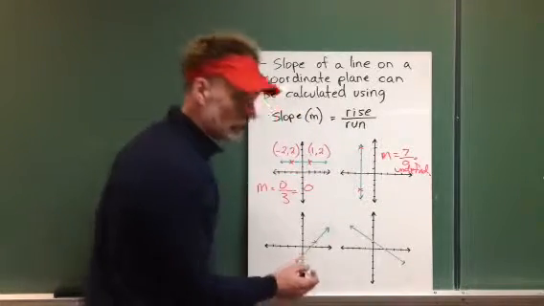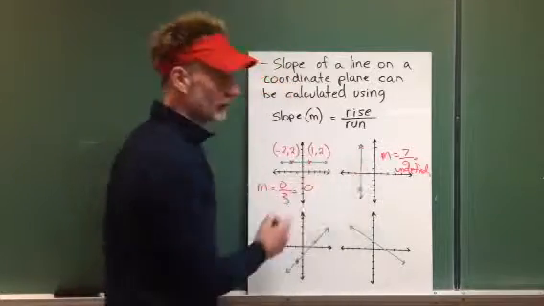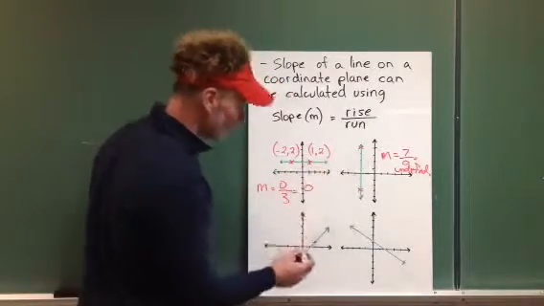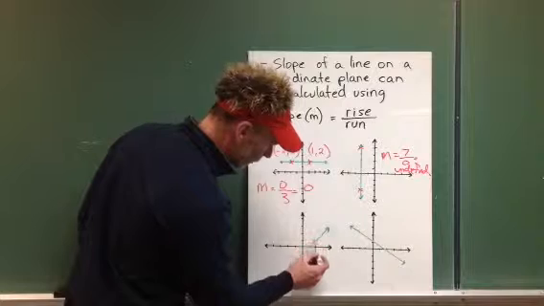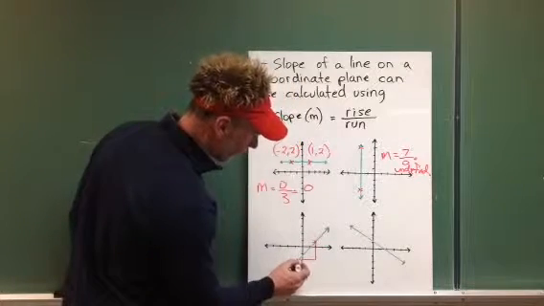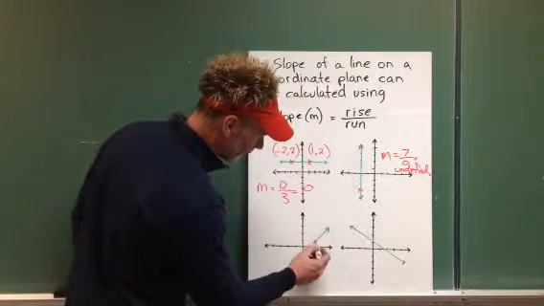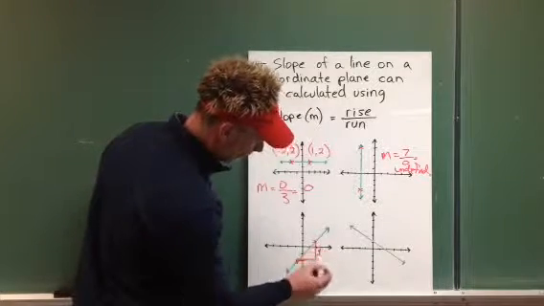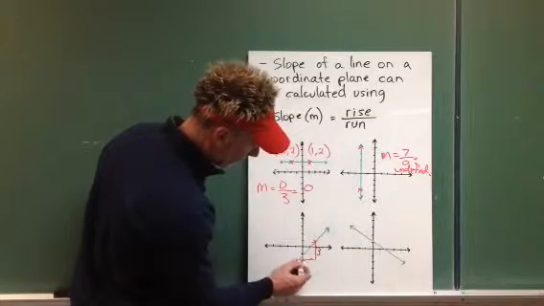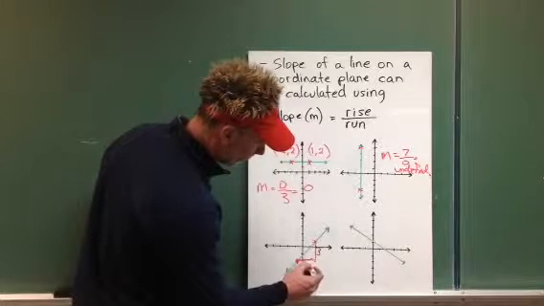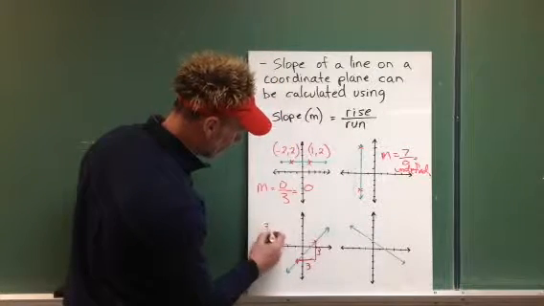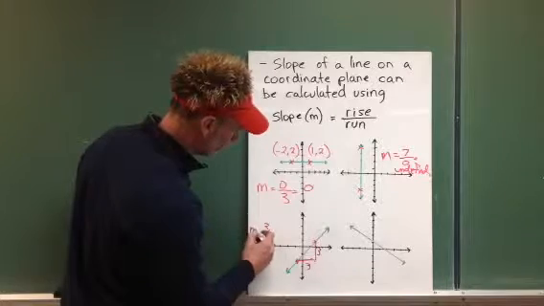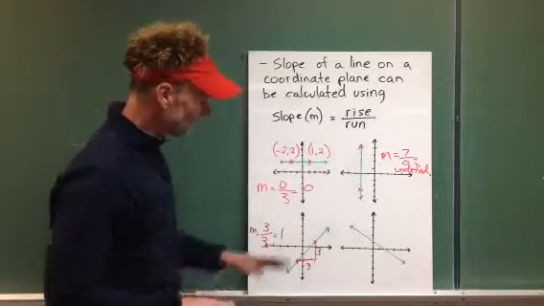If I just draw a right triangle, it's hard to draw a right triangle on a horizontal or vertical line, but here it's pretty easy. Draw a right triangle. The rise is this difference. So from here down to here is 1, 2, 3. And the run is from here to here is 1, 2, 3. So the rise over the run is 3 over 3, which is 1. So that is a slope of 1.